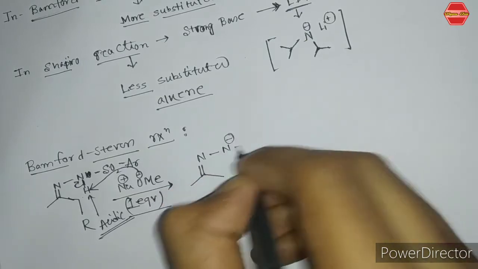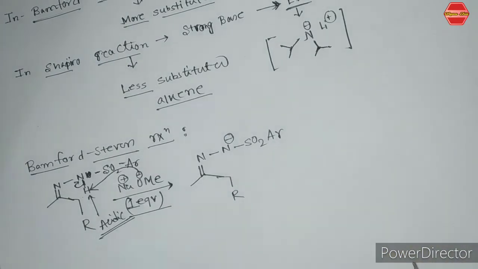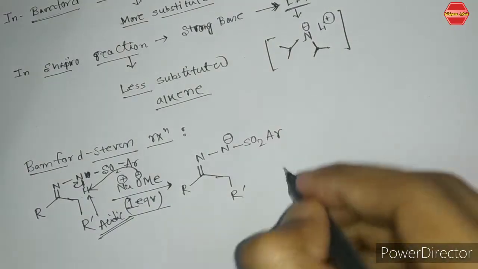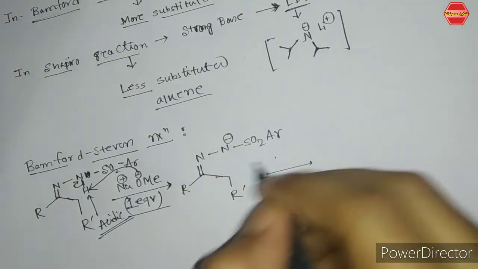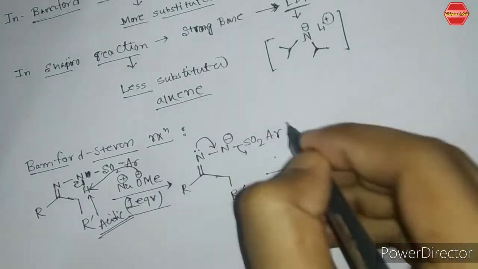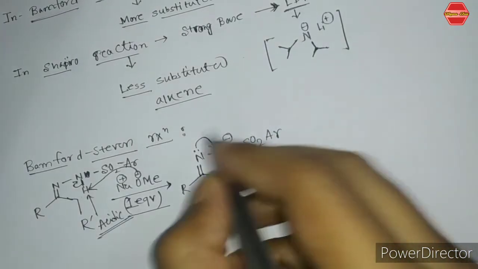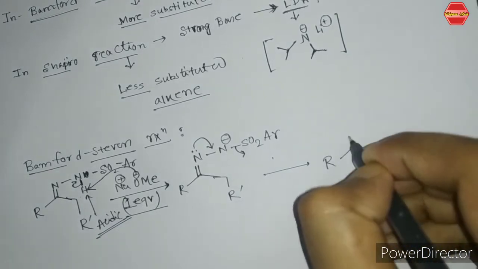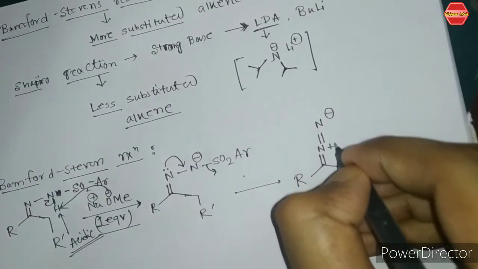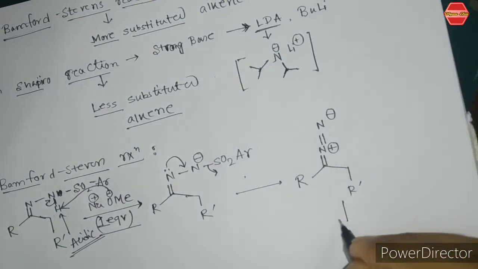Okay, this one like this. I'm writing this R and R prime. Then this bond breaks, and the lone pair goes here. The tosyl is a quite good leaving group, so it can leave the system easily. After that this will form the structure like this, with a negative charge and a positive charge over here.